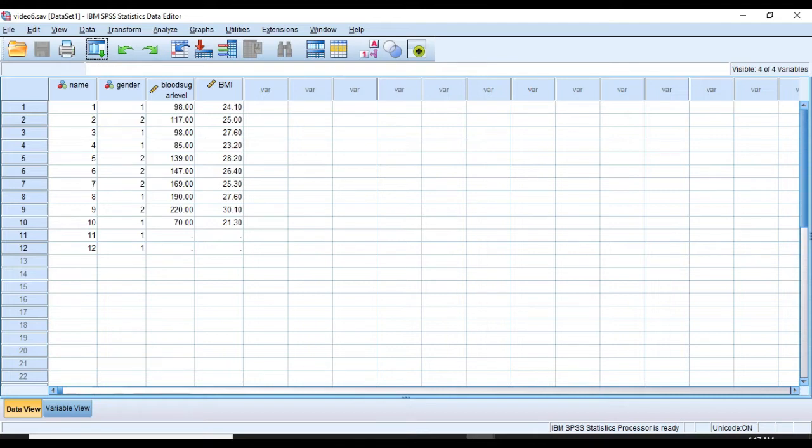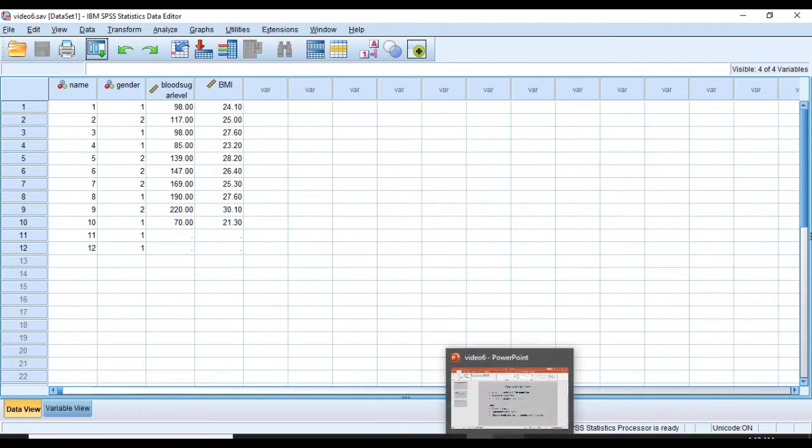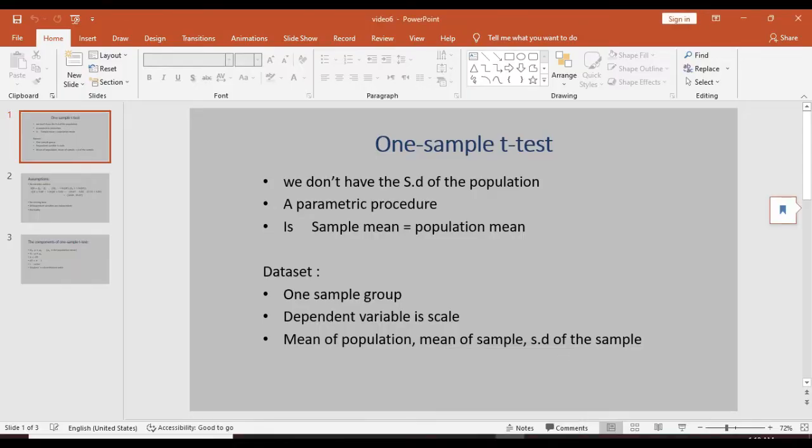So, a basic database for a one sample t-test works like this. We have one sample group from the population. Our dependent variable is a scale measure of this sample. We know the mean of the population, and we know the mean and standard deviation of the sample. However, we don't know the standard deviation of the population, and we're going to estimate that from our sample. The independent variable is also one sample, which is categorical data, and the dependent variable is a scale level variable with a mean.